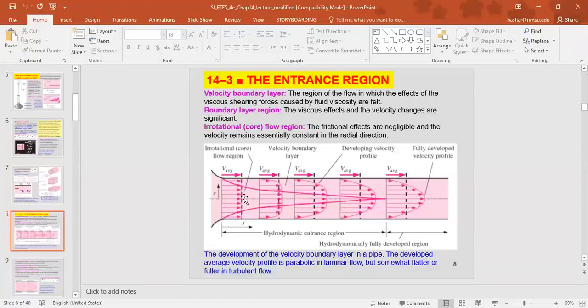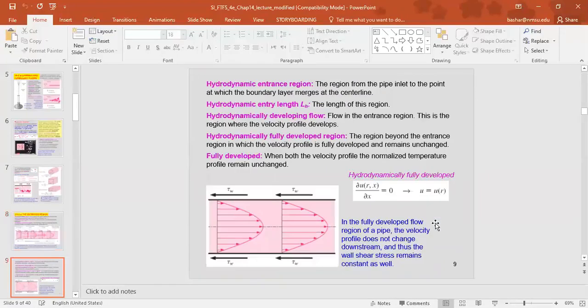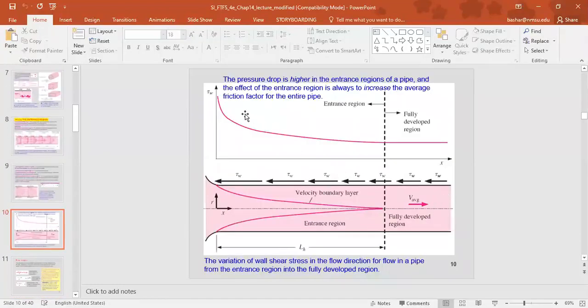Now for the entrance region, as we mentioned here, the velocity profile in the entrance region is a function of, let's say if this is x and r, so u is a function of x and r. In the fully developed region, u is only a function of r. So here, the hydrodynamically fully developed condition is du/dx = 0, and so u is only a function of r.